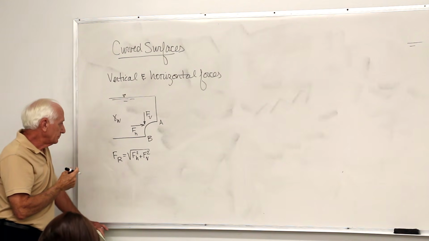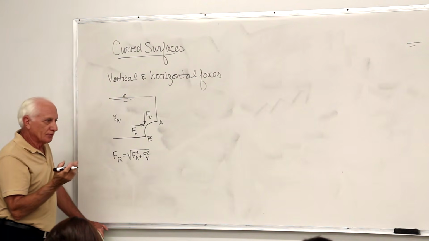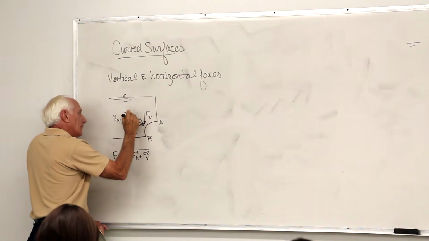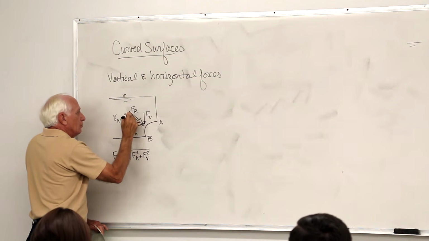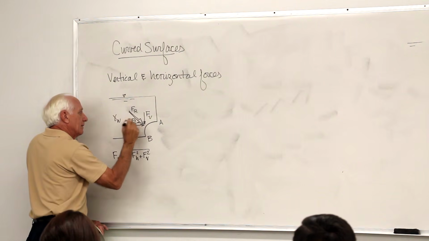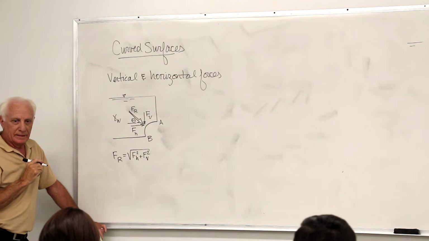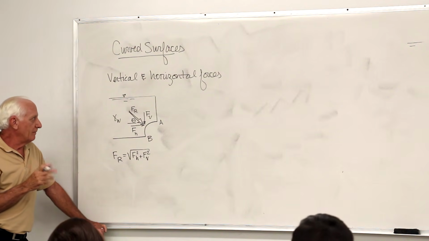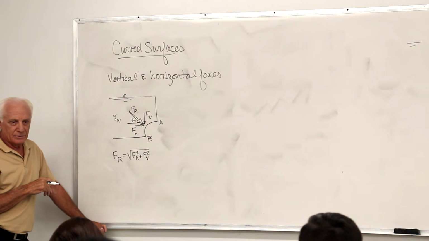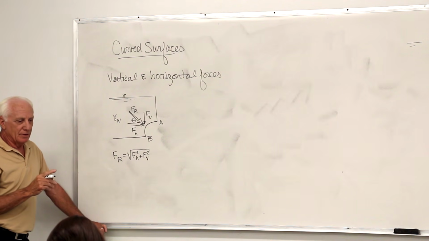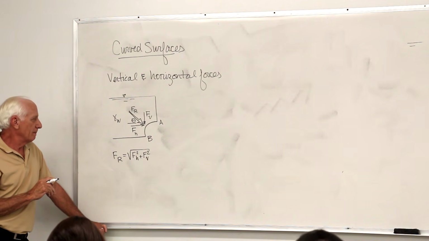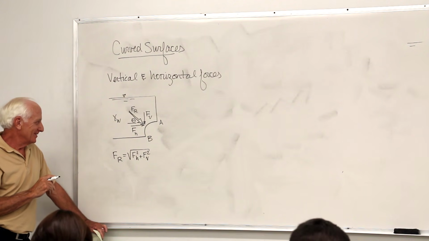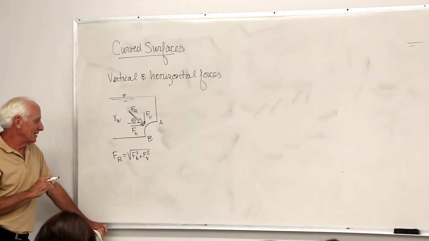Okay? And you can also find the angle theta that F_R makes with the horizontal. Okay? The sine or cosine, whatever you want to do: F_H divided by F_R or F_V divided by F_R. So, two things. You can find the magnitude of the force and the direction of the force. Okay. But the serious question is, how do you find the horizontal and vertical component?